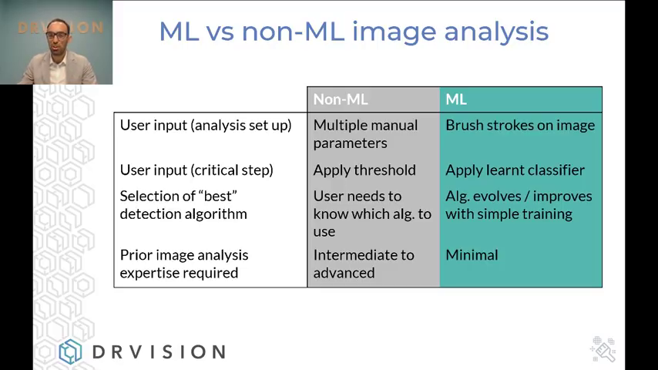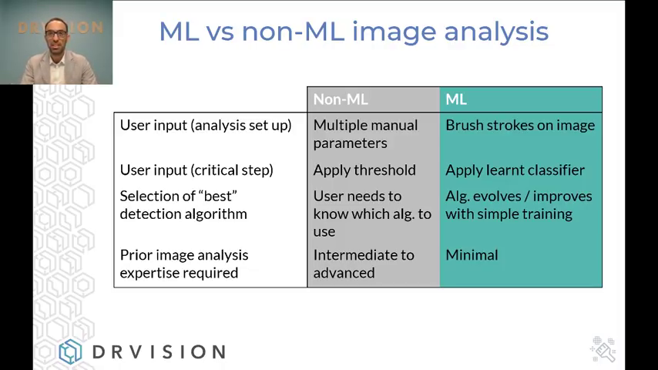So from a user perspective, when you're using non-machine learning algorithms, you do have to set multiple parameters during the setup, as you saw with those sliders. Whereas with machine learning, it's totally different. It's brush strokes, so very straightforward. The critical step with regular algorithms is applying a threshold. When you press the button, it's applying all sorts of thresholds that are hard set, and that's the critical step. Here, with the pixel classifier, it's about learning a pattern or learning features from the image that are already in the image, and that's the critical step.